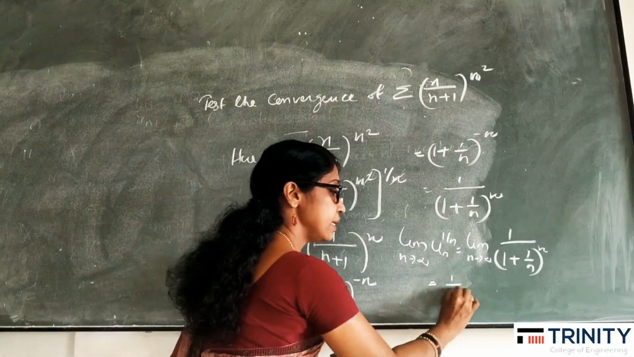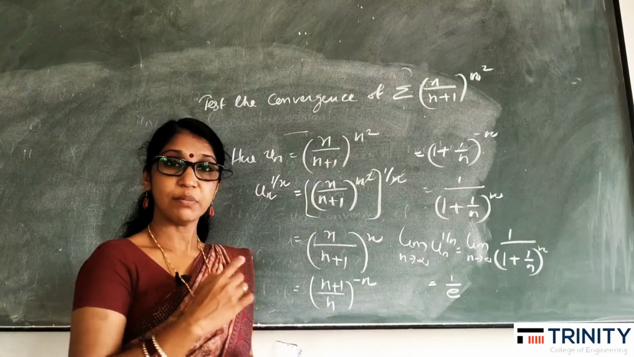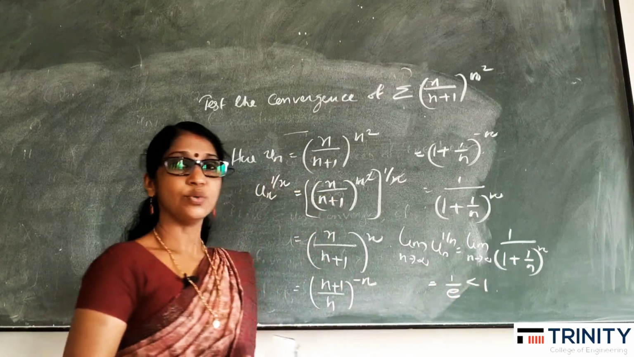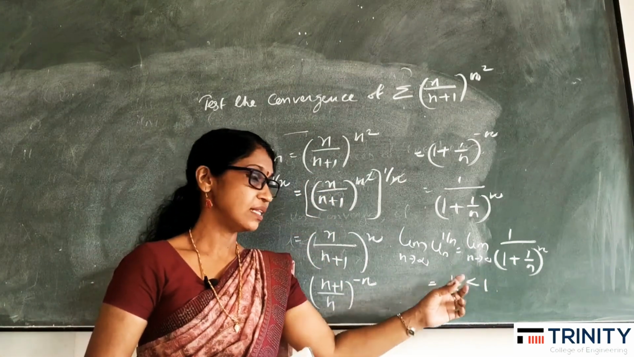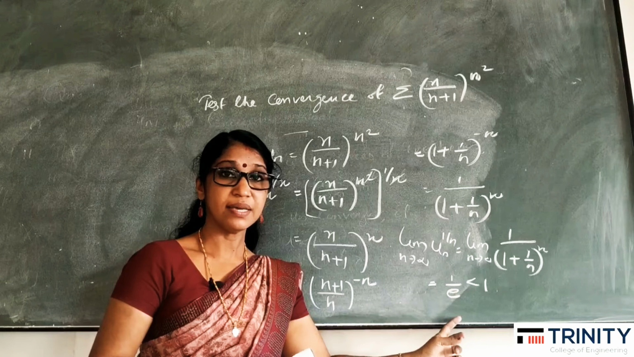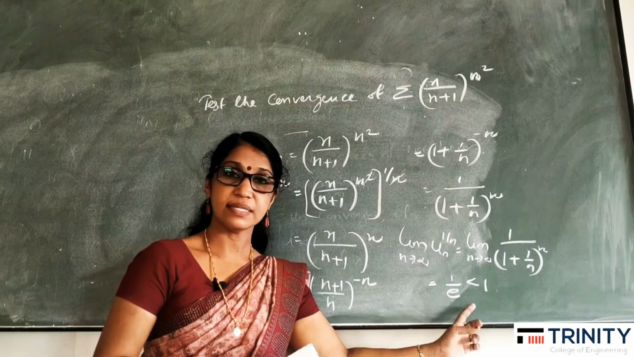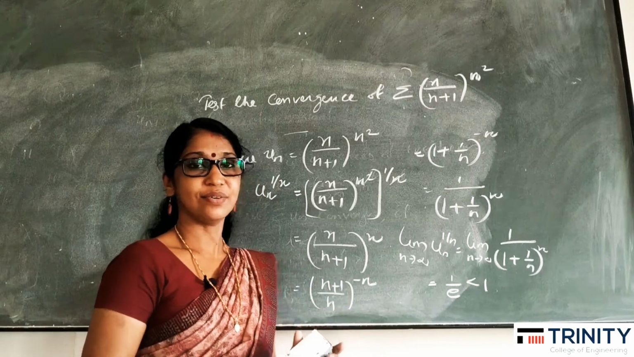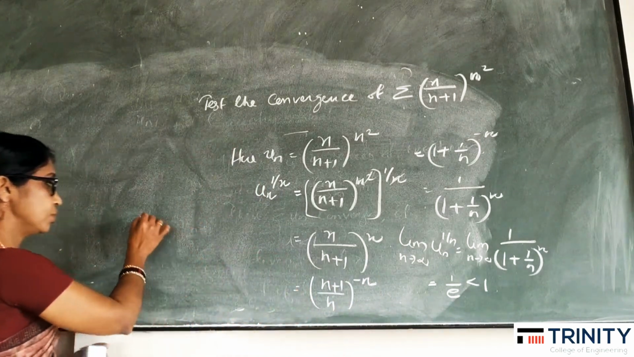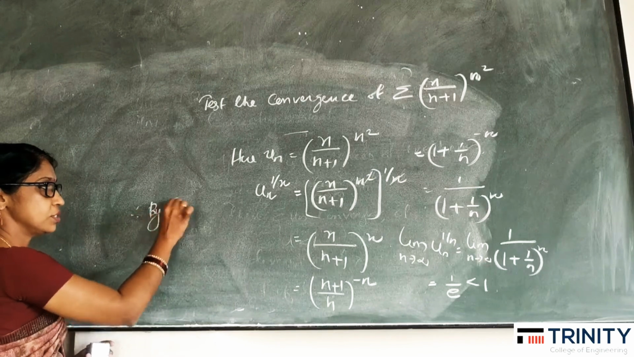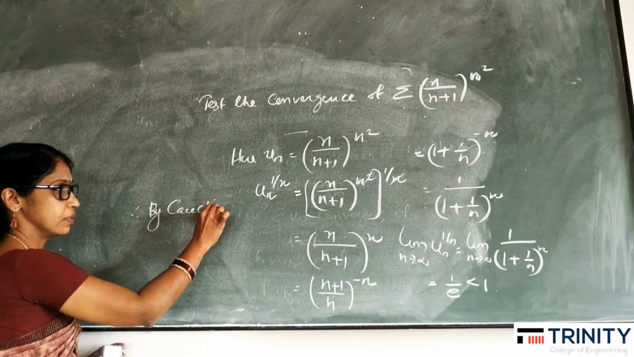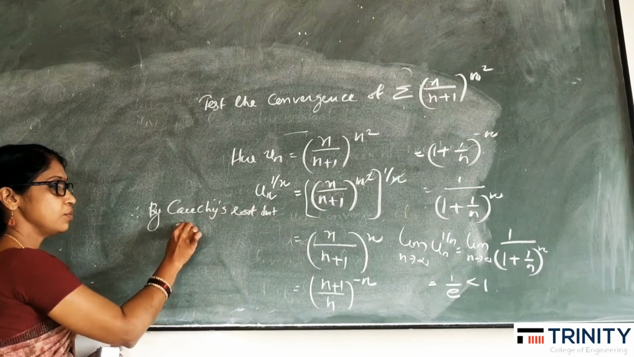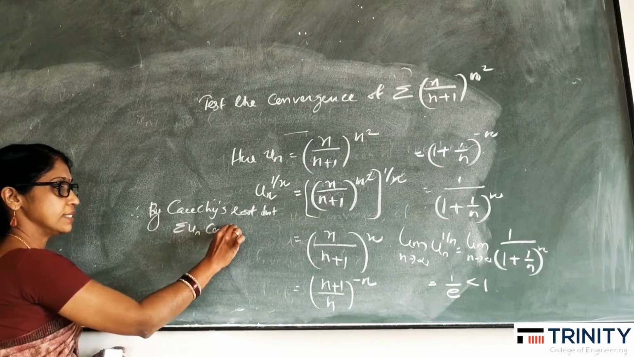We get 1 by e, and we all know that 1 by e is always less than 1. So this is less than 1. So by Cauchy's root test we get the value L as 1 by e, and this 1 by e is less than 1. Therefore the given series converges. Okay, therefore by Cauchy's root test, sigma un converges.